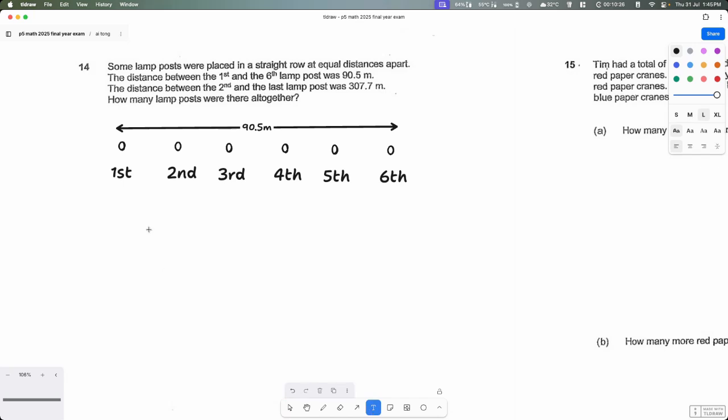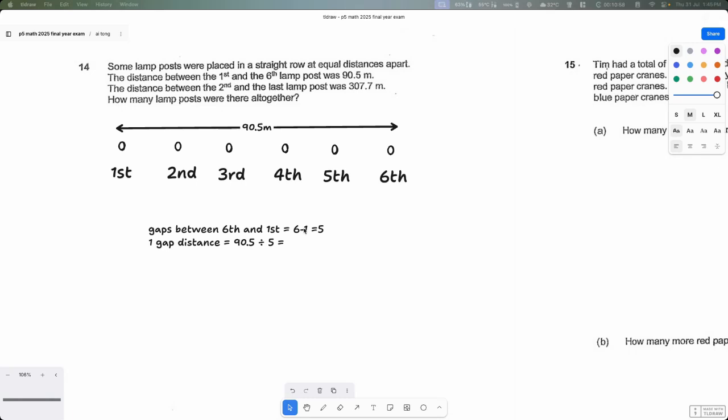So in this case, the gaps or intervals between the sixth and first is equal to 6 minus 1. This is equal to 5. So that means one gap distance is equal to 90.5, and then we divide it by 5 in this case.